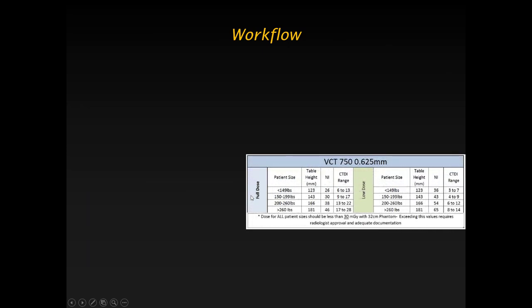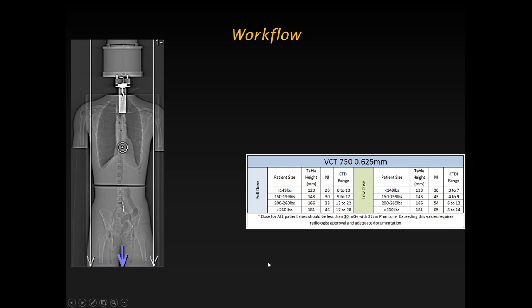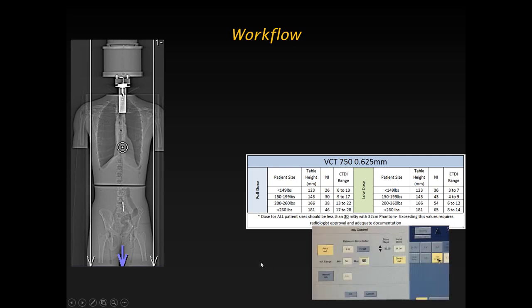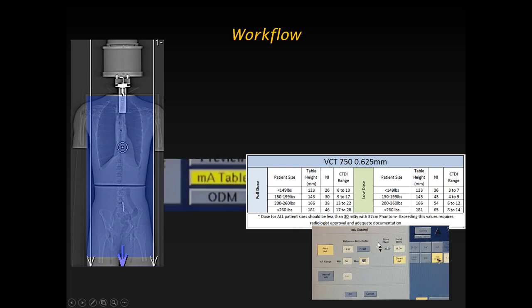So here's the workflow in our practice. Your patient will arrive, and we'll know their patient size before they get on the table. So we'll use that table height and perform our scout image, and then we'll perform our scan range. We'll apply that, type in our noise index value, and double check our MA table.